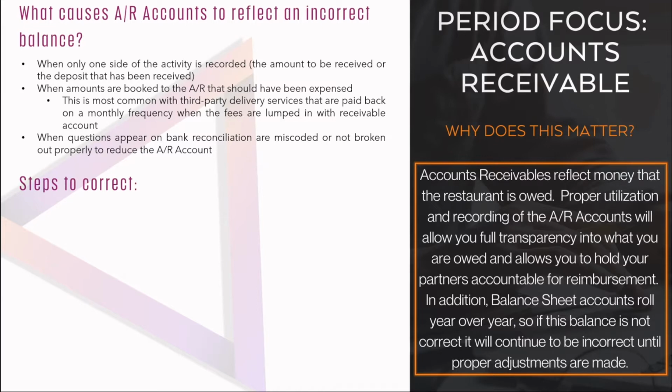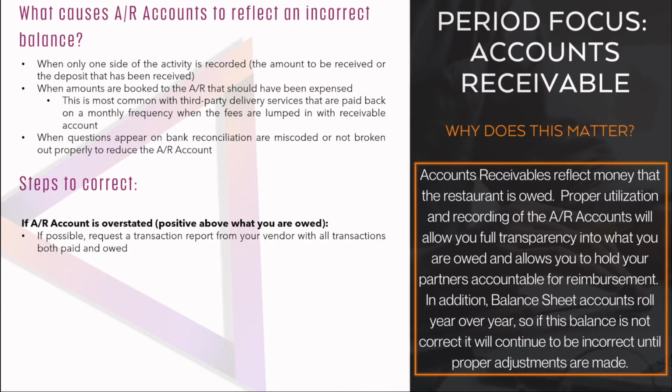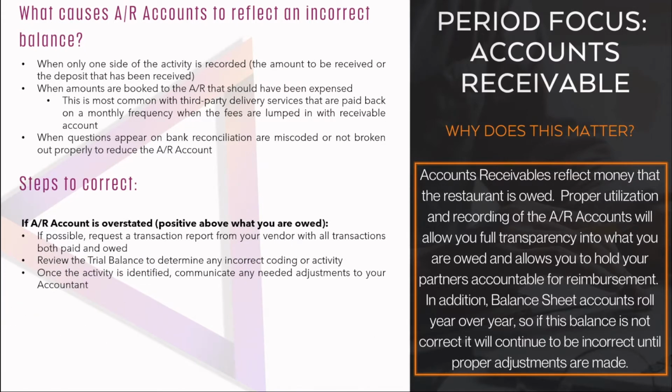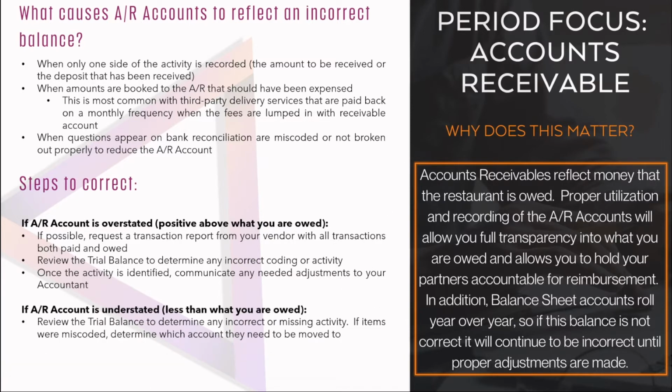Let's discuss what steps to take if you discover that a balance is incorrect when auditing these accounts. If the AR account is overstated, the best place to start is with your vendor. Request a transaction report so you can compare it against the trial balance to identify any incorrect coding or activity. Once the activity is identified, communicate any needed adjustments to your accountant. On the other hand, if the AR account is understated, review the trial balance with focus on missing or incorrect activity. Once identified, communicate any needed reclasses or adjustments with your accountant.